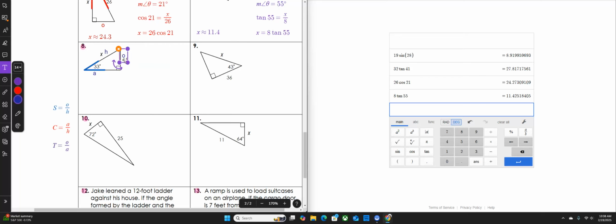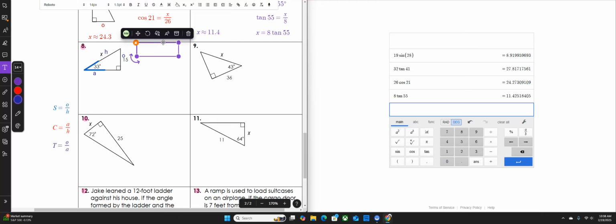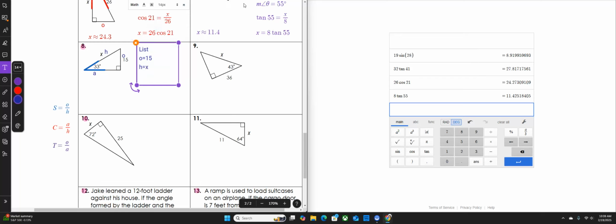Again, we have information with O, we have information with H. So I'll make our list. O is going to be 15. H is given as x. And the angle that we're looking at, so the measure of angle theta, is going to be 33 degrees.